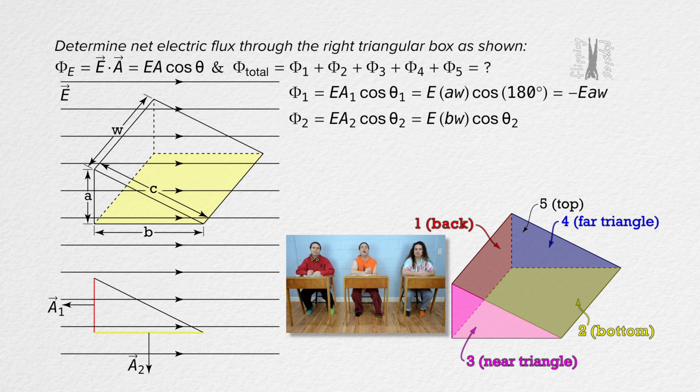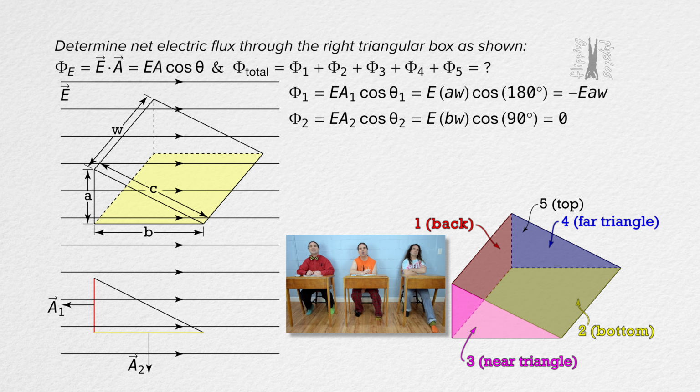That makes the angle between area vector 2, which is down, and the electric field vector, which is to the right, 90 degrees. And the cosine of 90 degrees is 0. There is 0 flux through the bottom of the right triangular box. That makes sense. If you look at the diagram, the electric field lines are parallel to the bottom surface of the right triangular box, so none of the electric field lines go through the bottom surface. So the electric flux through the bottom surface equals 0.